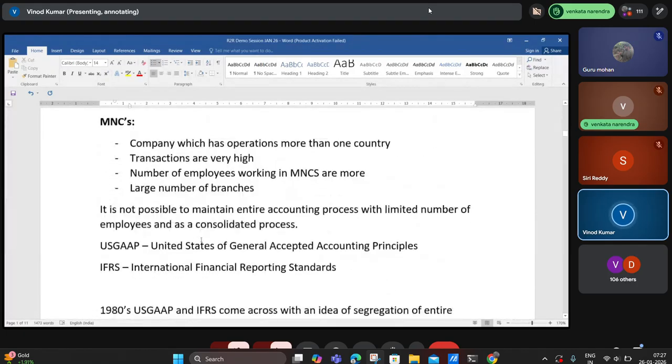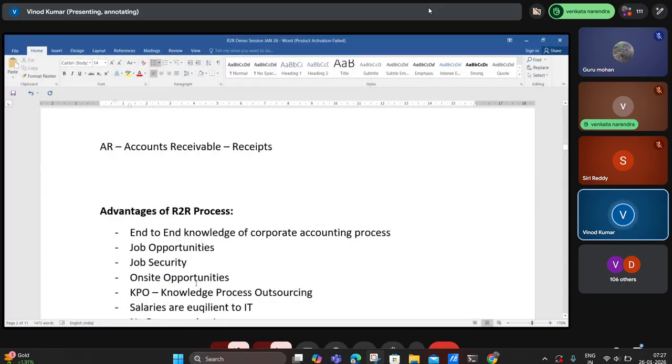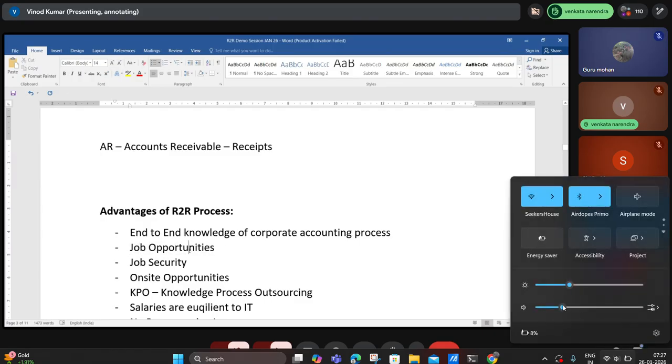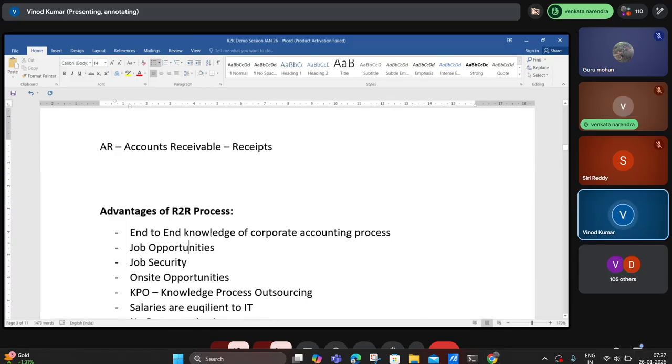Okay. So let's understand the advantages of R2R, guys. If you learn R2R, as I told you, you can gain end-to-end knowledge of the corporate accounting process. We can learn accounting for all over the world, not just for India, guys. Even India will be covered, but all the countries' accounting can be learned using this particular process. So the job opportunities are more. Even if you go to any business, be it manufacturing, IT, transport, logistics, delivery, hospital, housekeeping, security, any business in the world, guys.